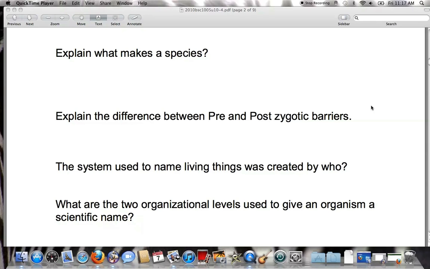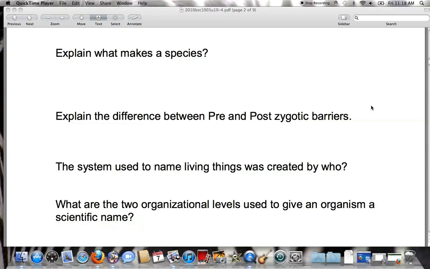Now, there are some issues where we do have organisms breeding, but they're not giving rise to fertile offspring. A prime example of this would be the breeding of a horse and a donkey, which generate the offspring a mule, and the mule is sterile.